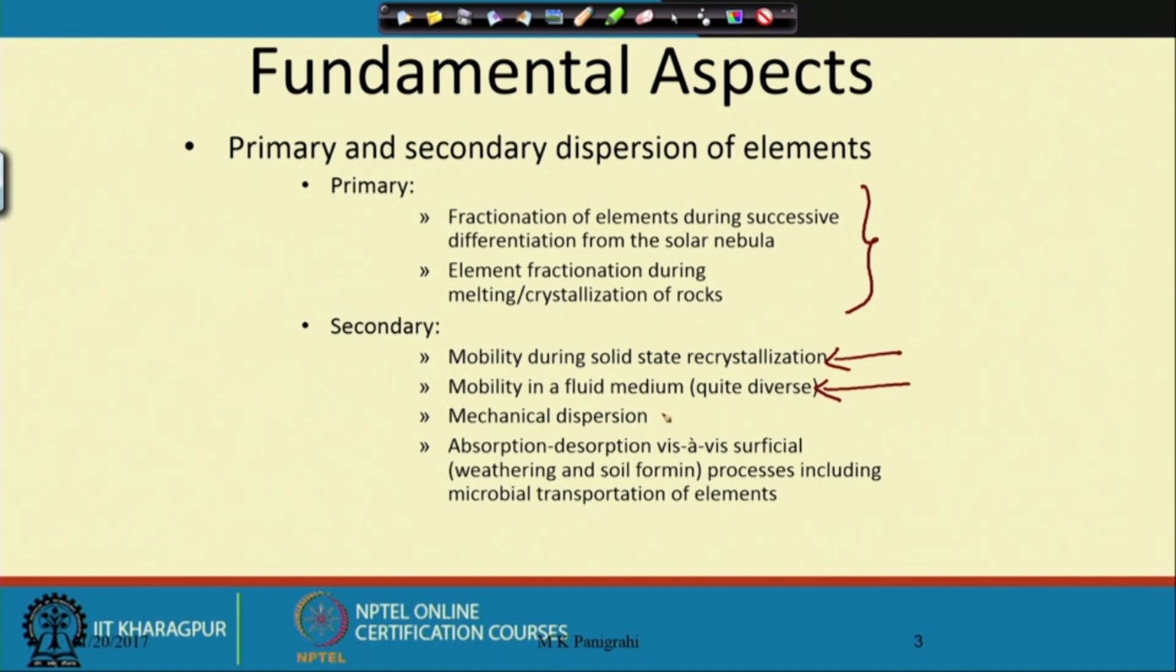And there is the mechanical dispersion that takes place by the mechanical disintegration of the ore bodies, and the adsorption desorption vis-a-vis surficial processes including microbial transportation. Even though we do not have much scope to go into the details of the microbial process, the adsorption desorption process plays a vital role in the secondary mobility of the metals.